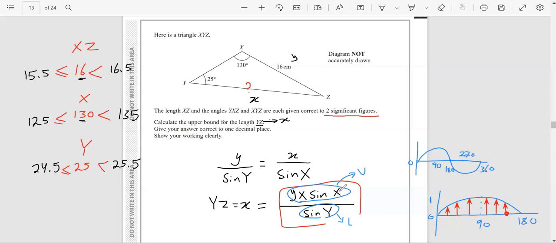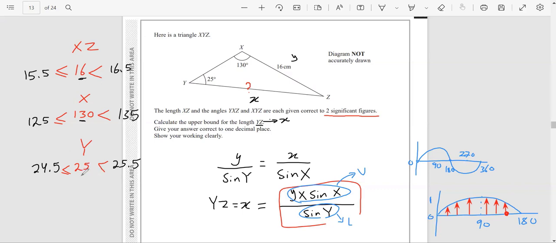Someone might be deceived by this point in the exam. You say x is 130, so I'm going to take sine 135. Unfortunately, if you take sine 135, it will not give you the upper bound. Sine 135 will be closer to 180, which is incorrect. So you're going to take sine 125.